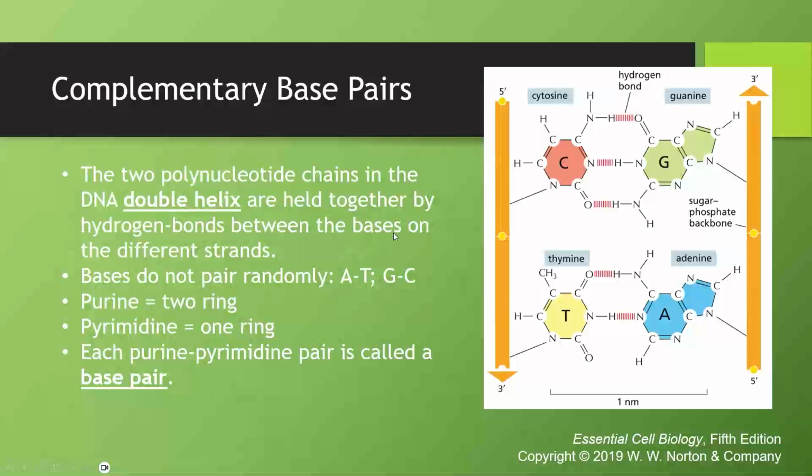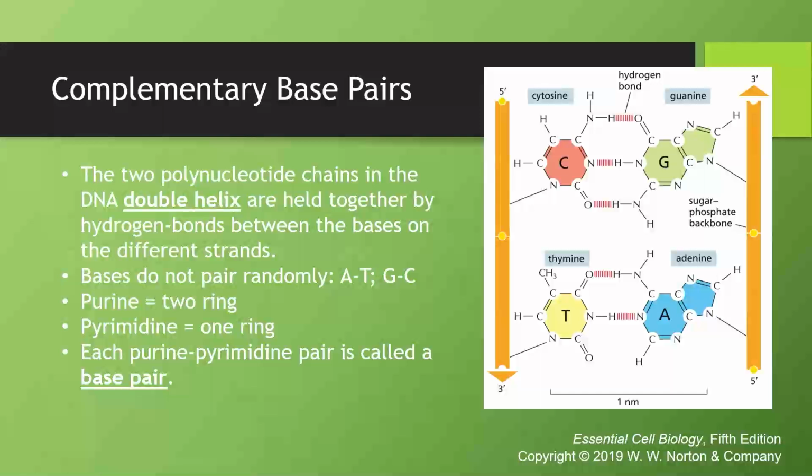Bases don't pair randomly. They should always be C to G, T to A. There are some weird exceptions. If you're interested, you can go and look up i-motifs and G-quartets, where you can get weird foldings of these structures, but this is the typical one you would expect to see.